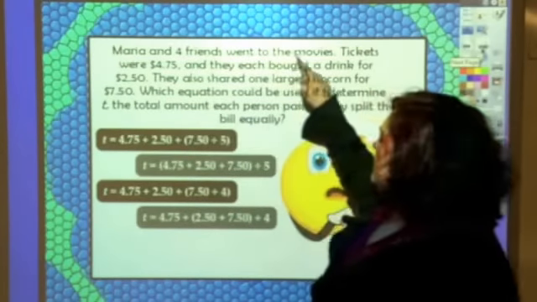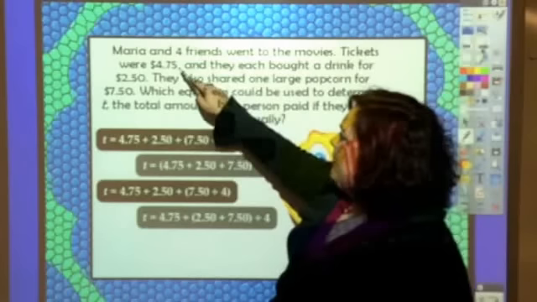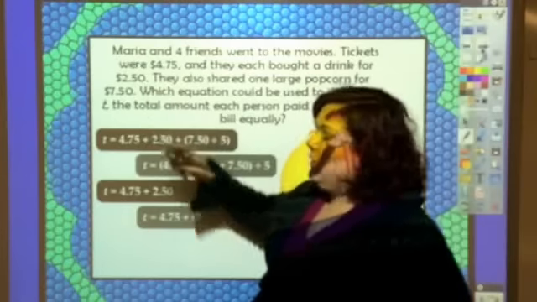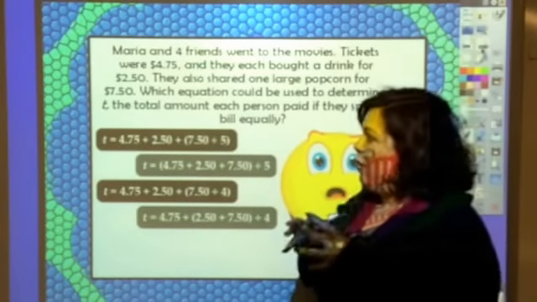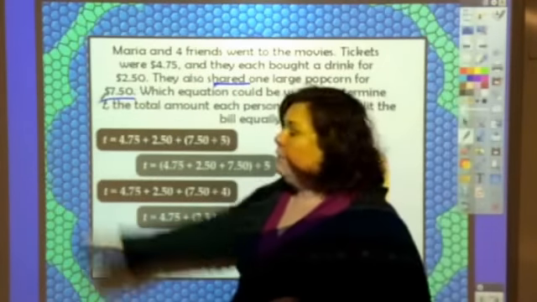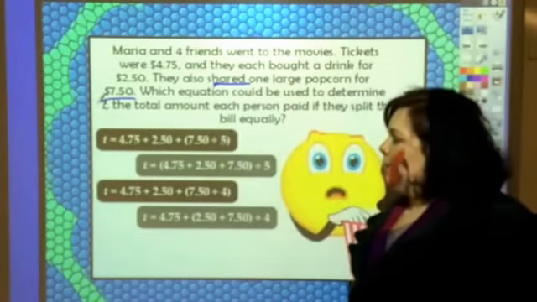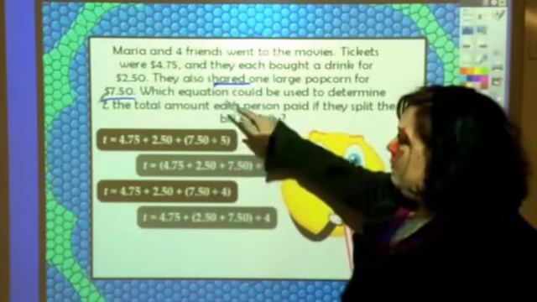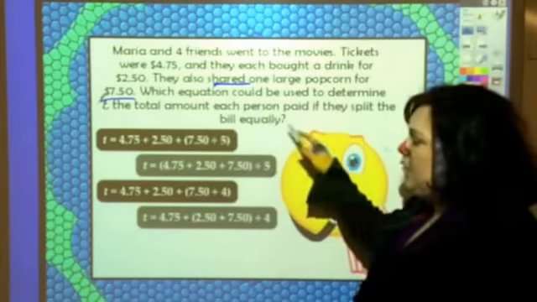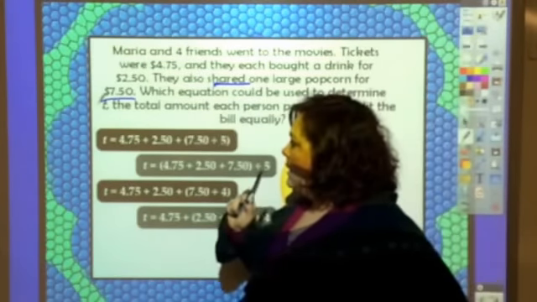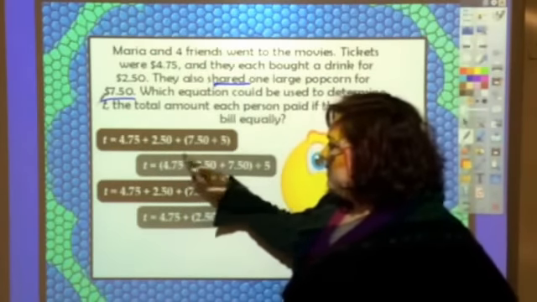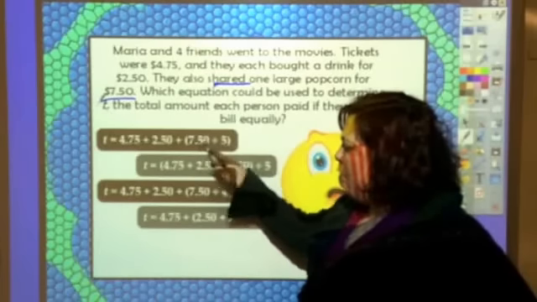Maria and her 4 friends went to the movies. Tickets were $4.75, and they each bought a drink for $2.50. So they bought a ticket and they bought a drink each one. Then they shared one large popcorn for $7.50, which is really what it costs nowadays. Sometimes as much as $10 for popcorn. Which equation could be used to determine T, the total amount each person paid, if they split the bill equally? So T is the total, and this one says $4.75 plus $2.50, and then they split the popcorn $7.50.